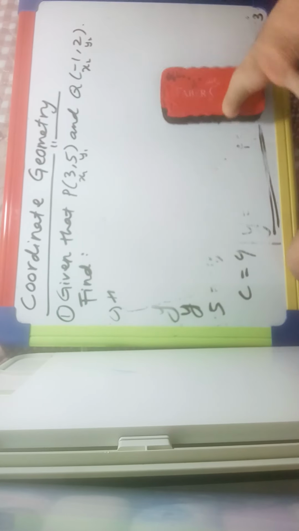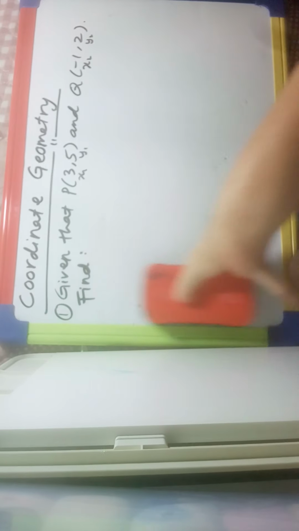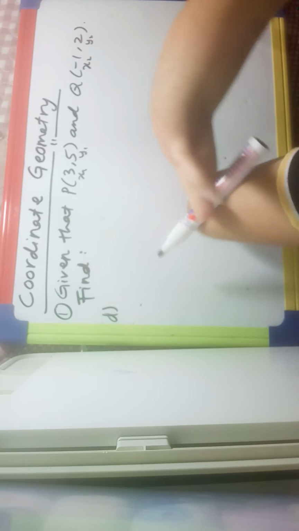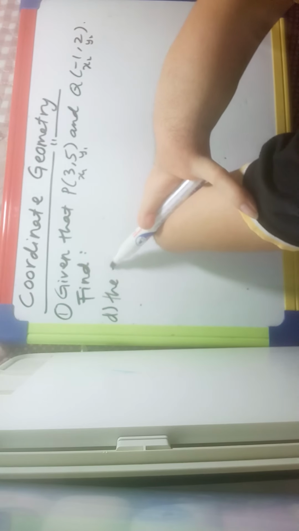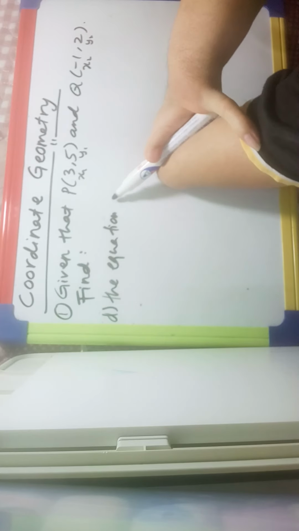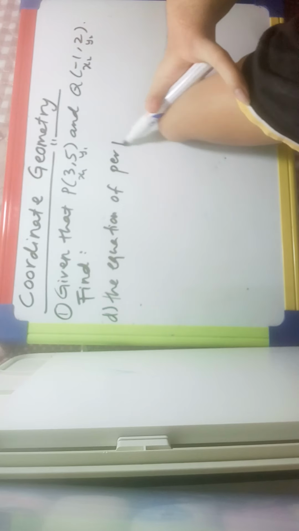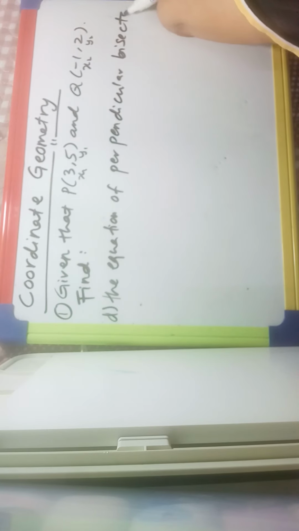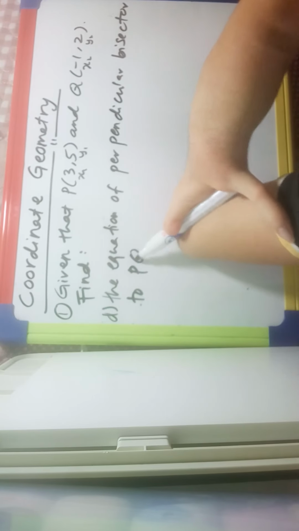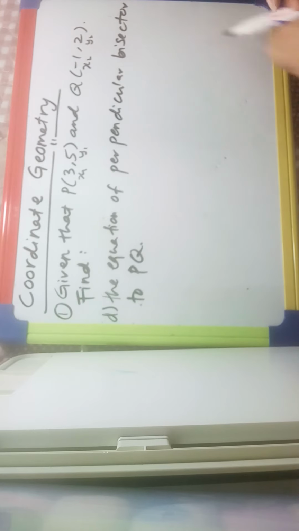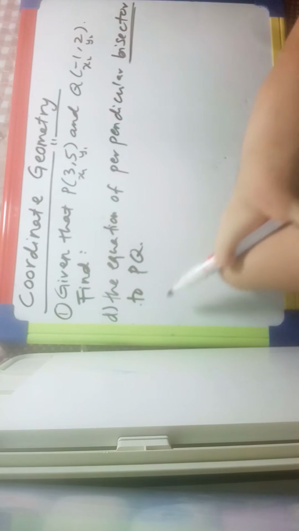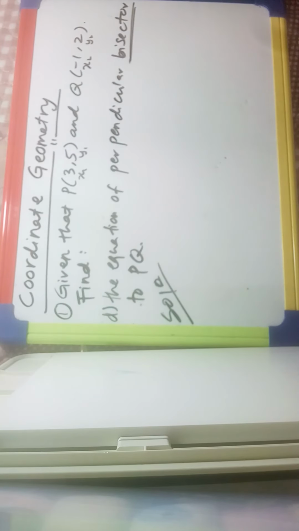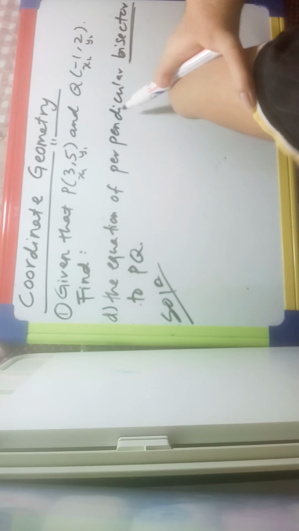Okay, next. What if the question is asking like this? Question D is also about the perpendicular, but this time they mention, let's say, find the equation of the perpendicular bisector to the line PQ. The difference between question C and D just now, here you go. They say perpendicular bisector. First of all, you need to understand there is a difference between perpendicular in question C and perpendicular bisector.